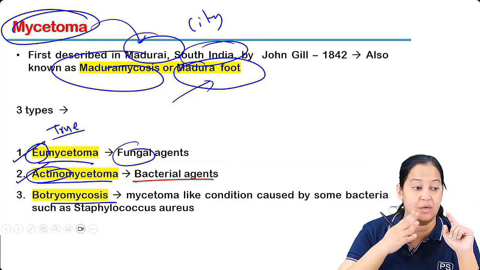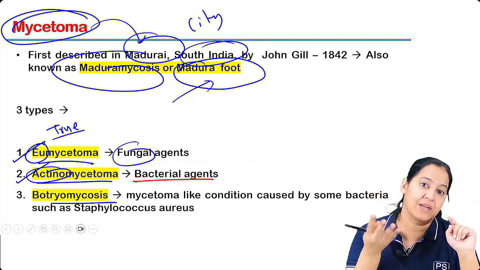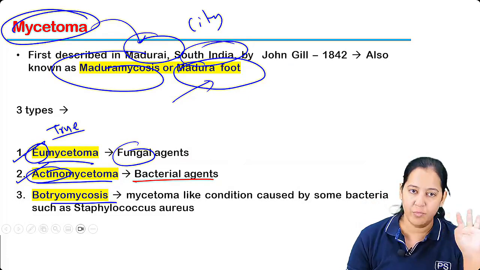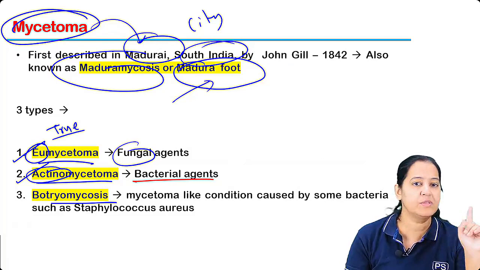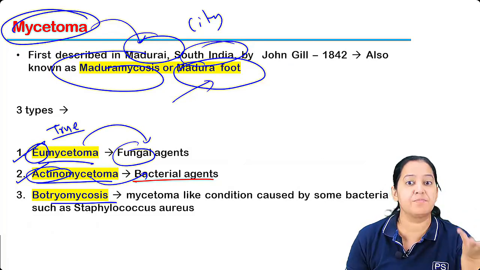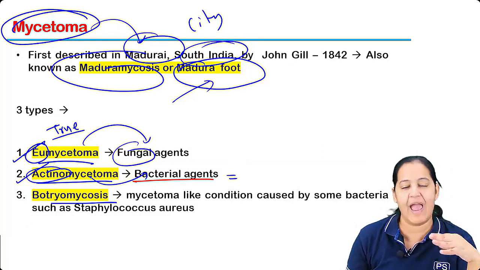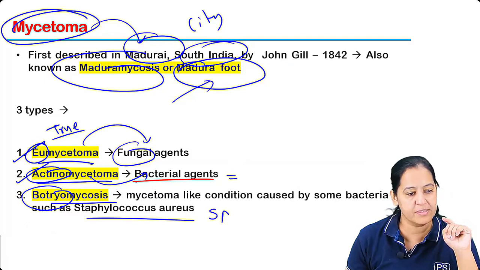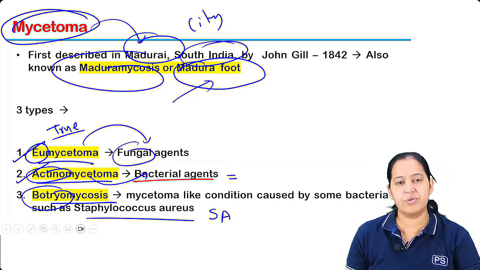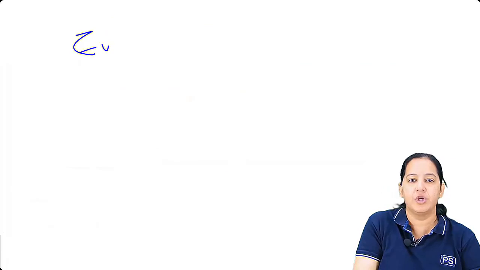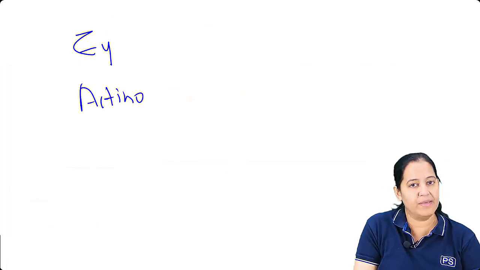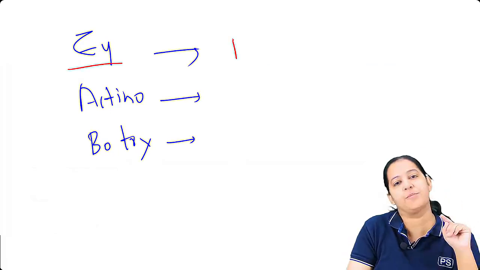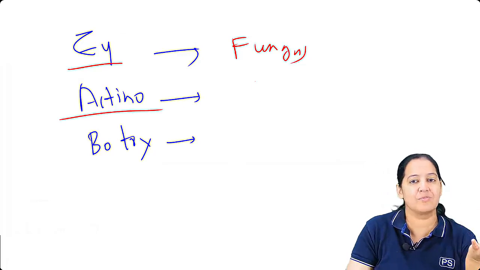I told you multiple sinuses are there. If you press it, pus will come, there are discharging sinuses, and there will be granules. The same disease is caused by fungus also. So eumycetoma is caused by fungus, and actinomycetoma is caused by bacteria. You will ask, ma'am, which bacteria? My answer is Actinomyces. Third is botryomycosis, which is rarely caused by Staph aureus. So what are the three types of mycetoma? Please write, you get many questions: eumycetoma, actinomycetoma, botryomycetoma. Eu means true, caused by fungus. Actino is caused by bacteria. Which bacteria?